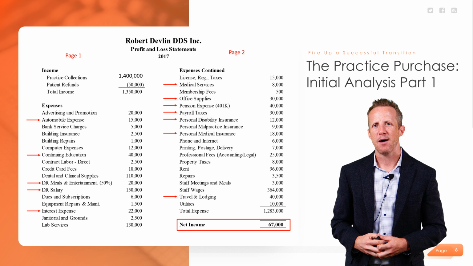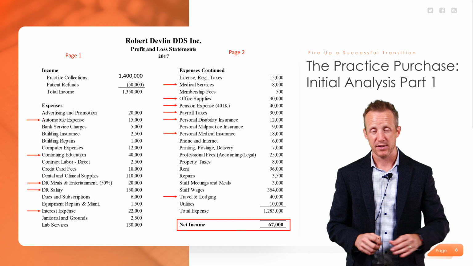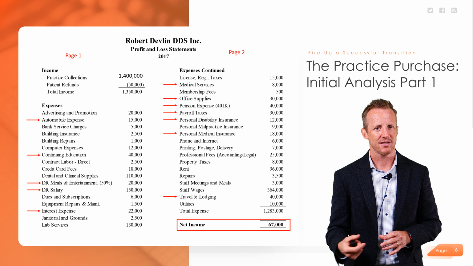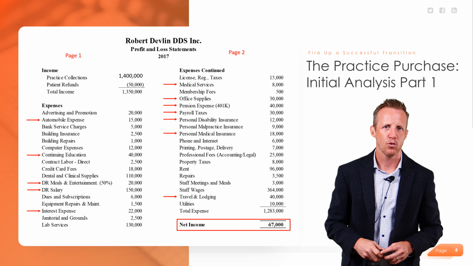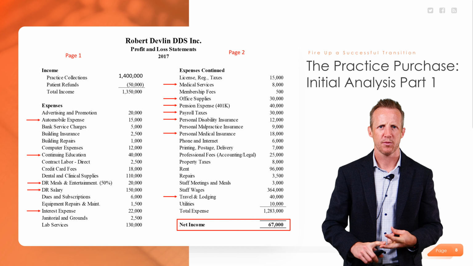Payroll taxes. Now payroll taxes, some of those taxes of $30,000 are going to pay the staff payroll taxes, but some of it's also to pay the doctor's own payroll taxes. So a portion of the payroll taxes needs to come off as an add back as well. Any personal insurance, we're going to take that off. Personal disability insurance, personal medical insurance.